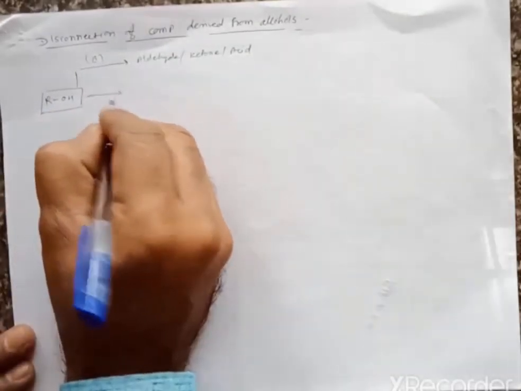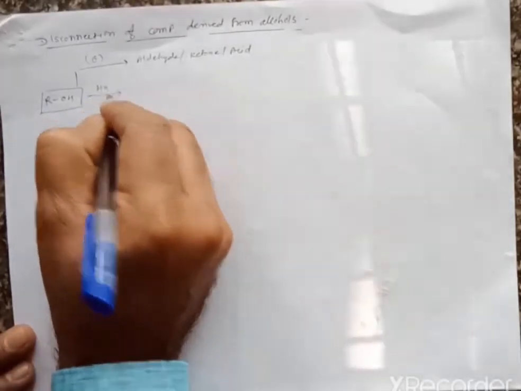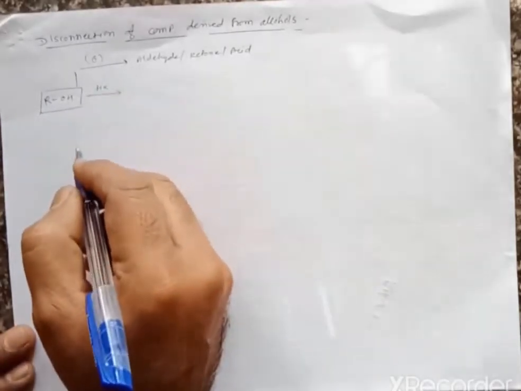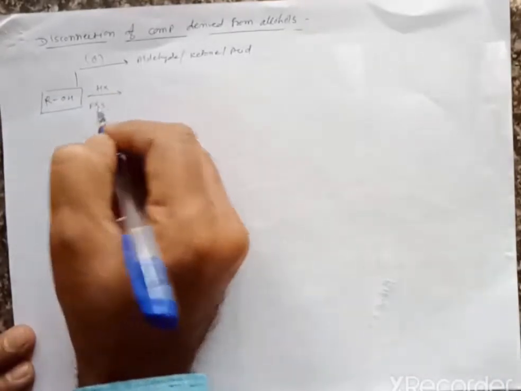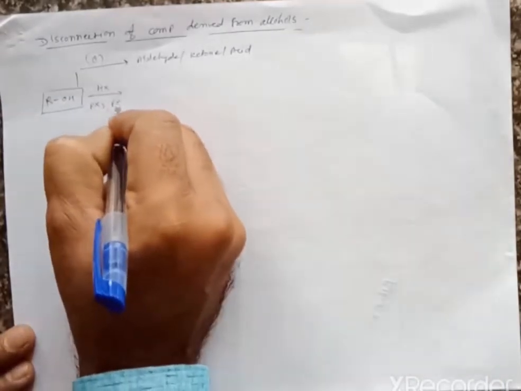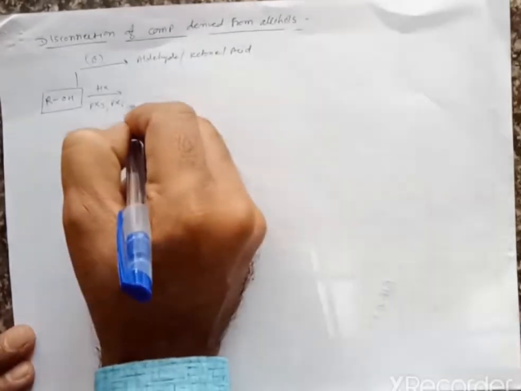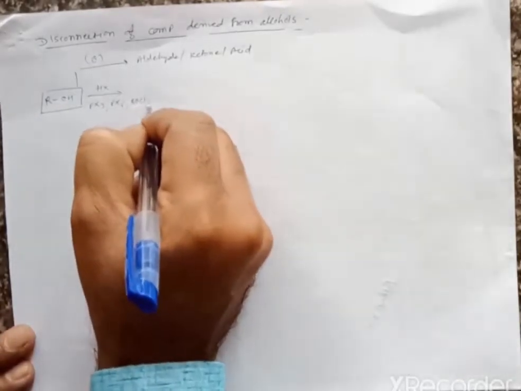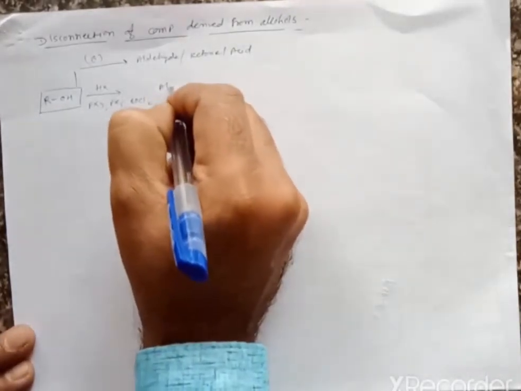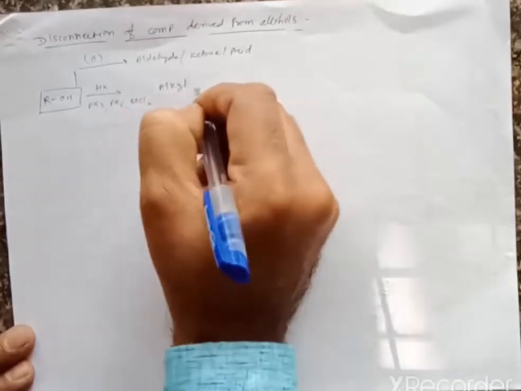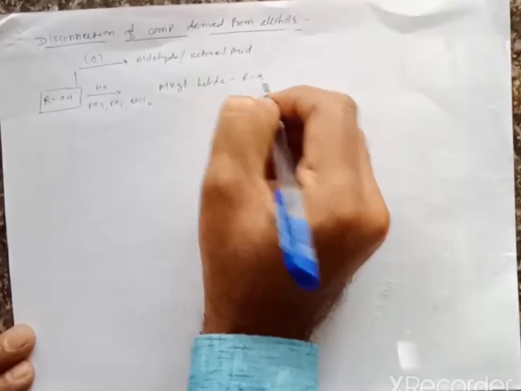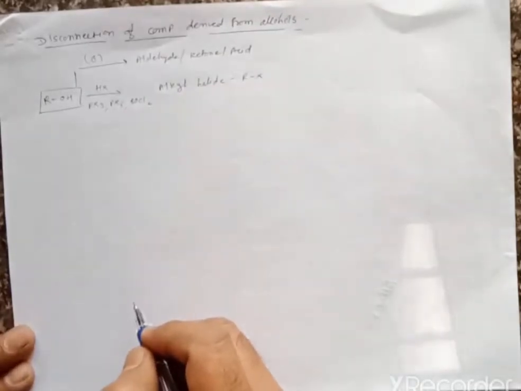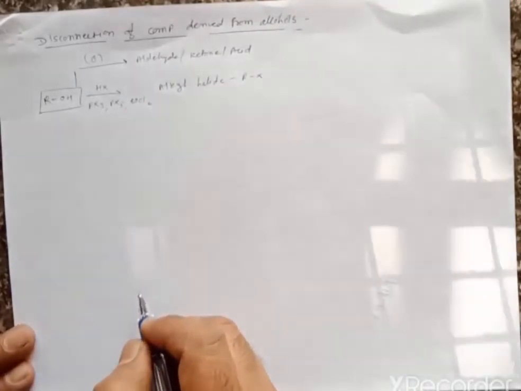Suppose we treat this alcohol with HX, or sometimes with PX3, that is phosphorus trihalide, or with phosphorus pentahalide, or with thionyl chloride. What does it give? It gives the formation of alkyl halide, right? That means in retrosynthesis, if the alkyl halide is there, we can take its alcohol; we can prepare it from the alcohol.